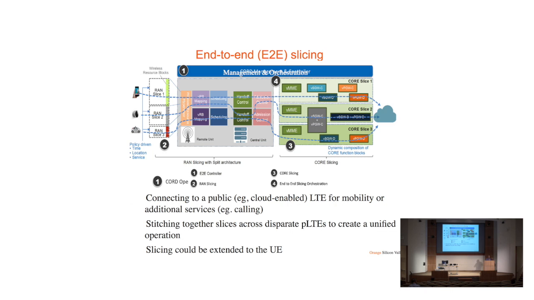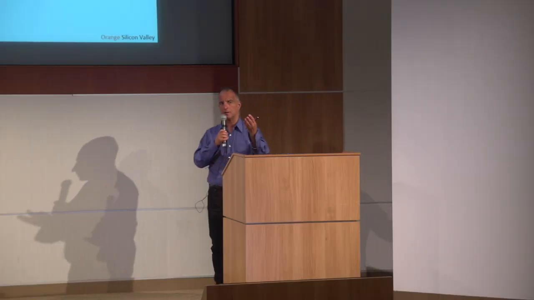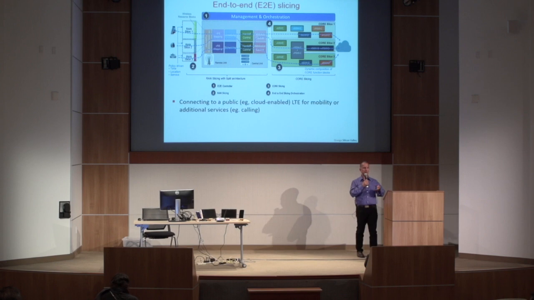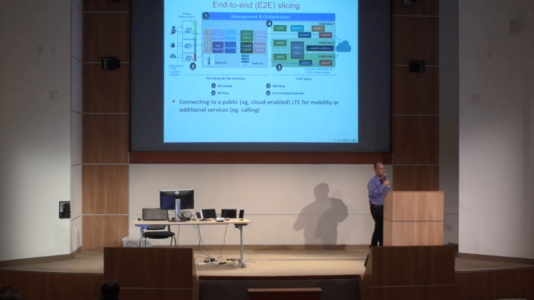So for instance, if you are connecting to a public LTE, maybe you want to have a slice that extends to that public LTE. To give an example, Uber, right? Uber may deploy a private LTE in the city of San Francisco, but maybe they want to extend beyond the city of San Francisco. So they're running a private LTE within San Francisco, but then they want to maybe utilize the public LTE to go outside.